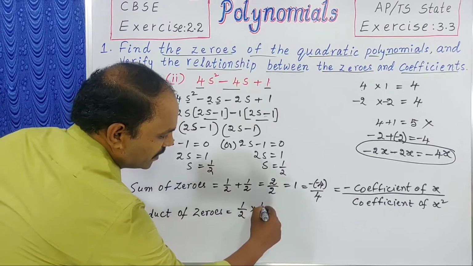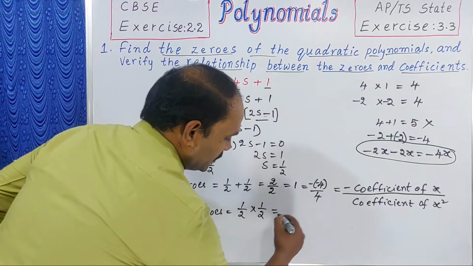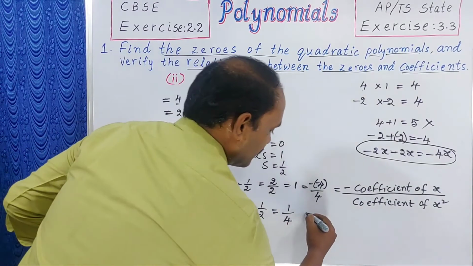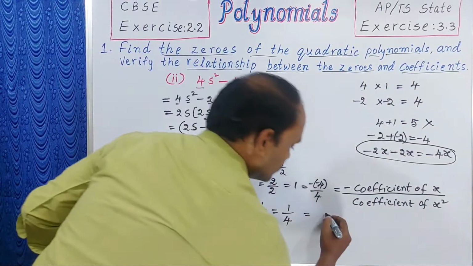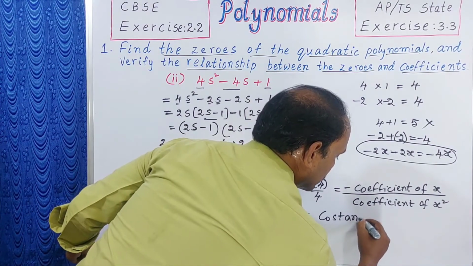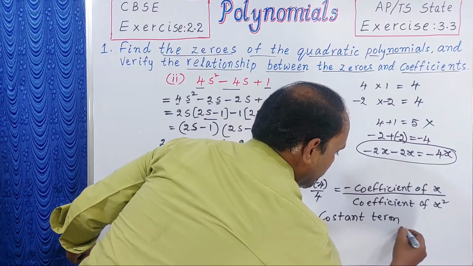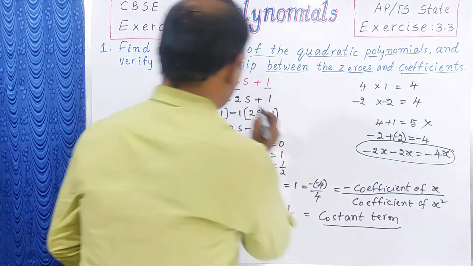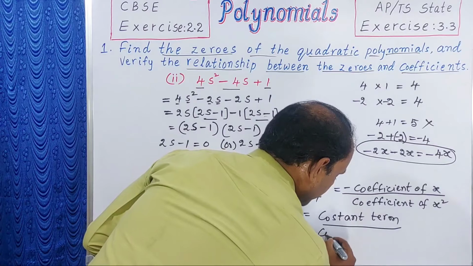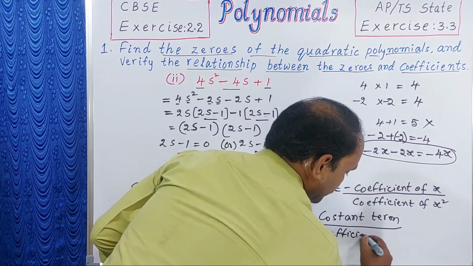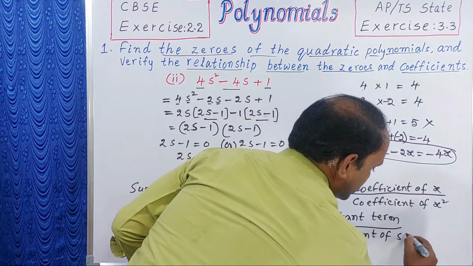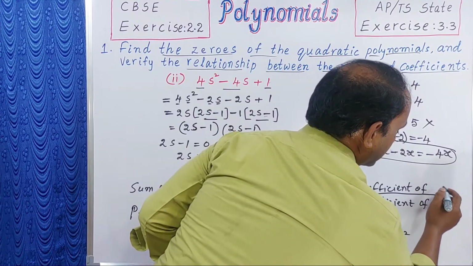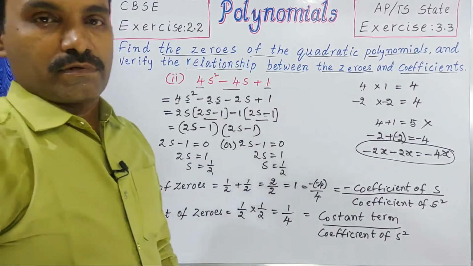One zero is 1 by 2, again another zero, 1 by 2. So 1 by 2 into 1 by 2, 1 by 4. 1 into 1, 1, 2 2's 4. So 1. What is 1 here? Constant term, by 4. 4 is the coefficient of s square. Here also s square. Instead of x, he has given s, that's why s. Okay, this is the relation.